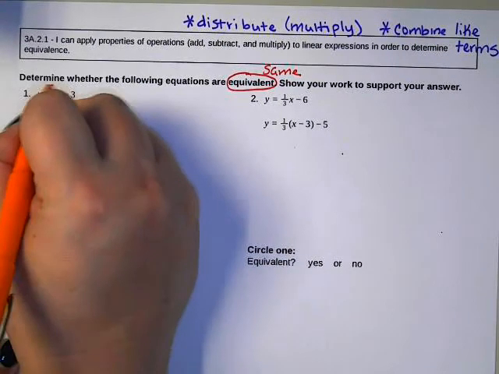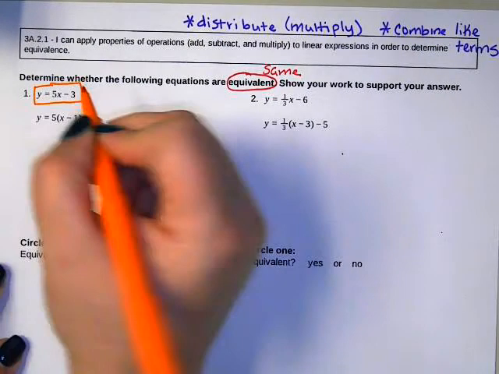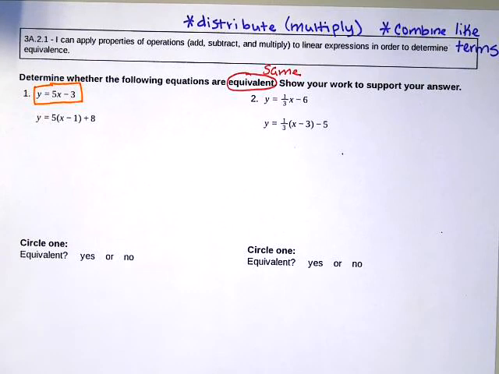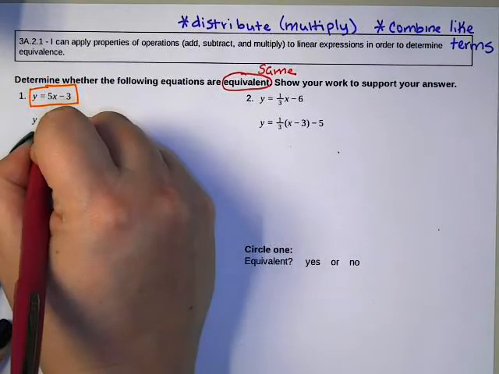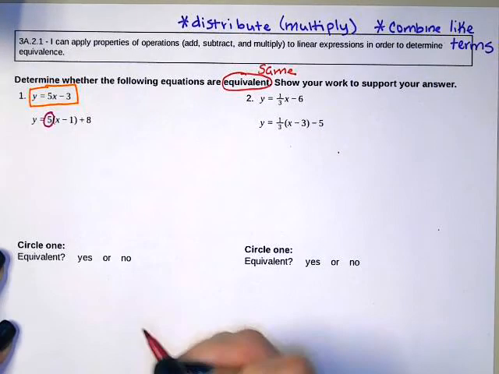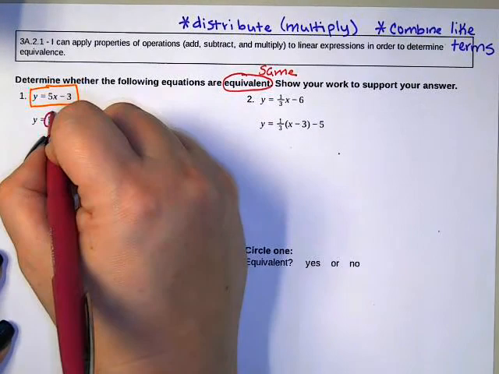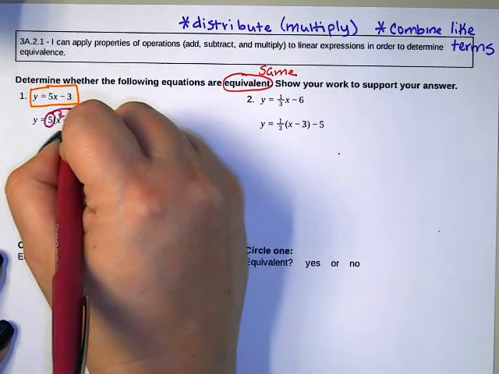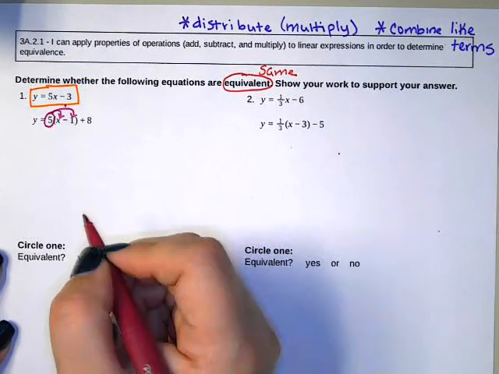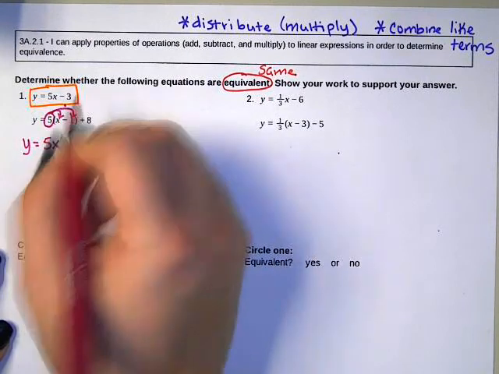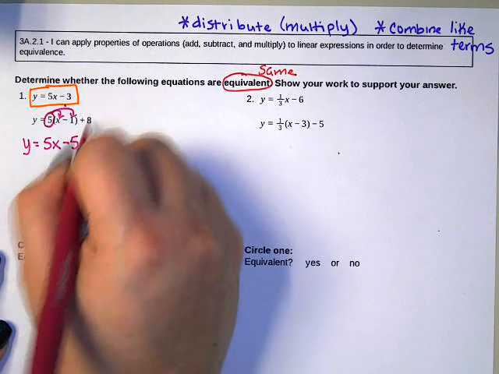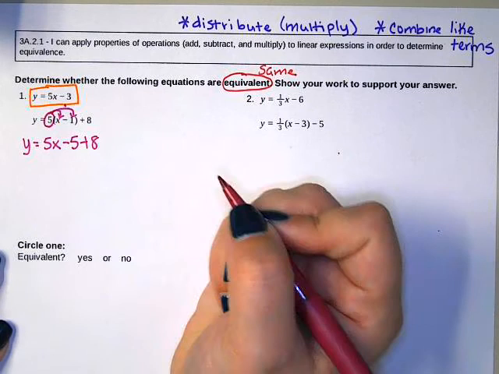We can see that this first equation here is in slope-intercept form, and there's nothing really for us to do. So for the second one, though, we see that this 5 is being multiplied in front of the parentheses. So we're going to take that 5 and distribute it inside. Distribute means to multiply. So we're going to have y = 5x - 5, and the +8 just tags along and comes with us.